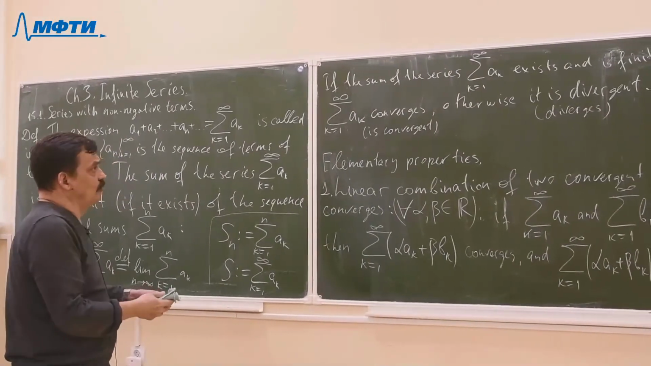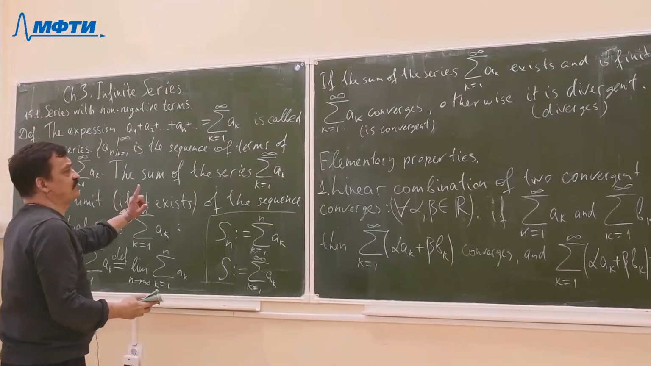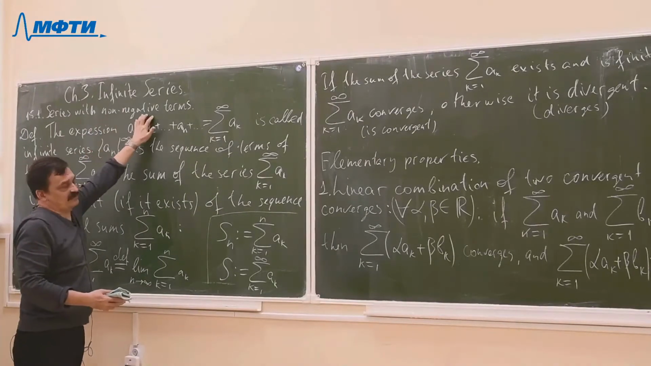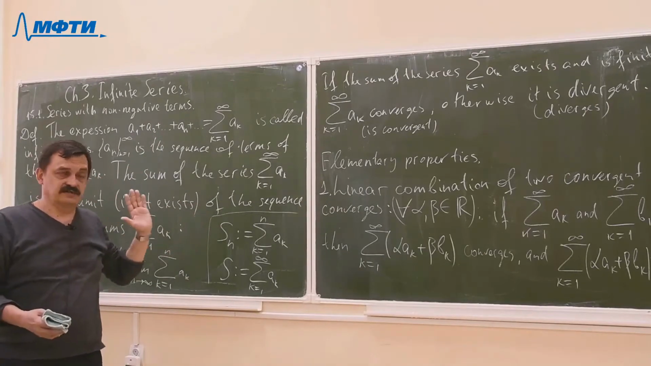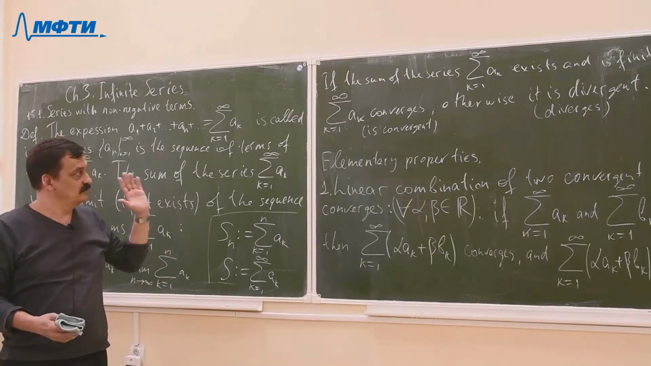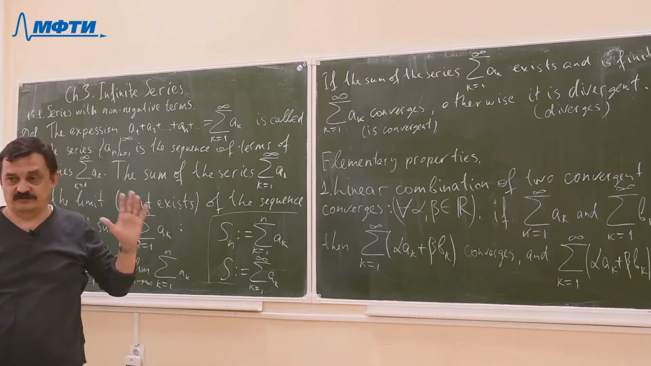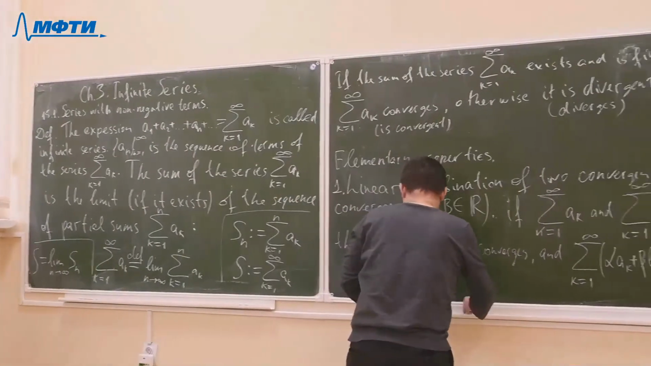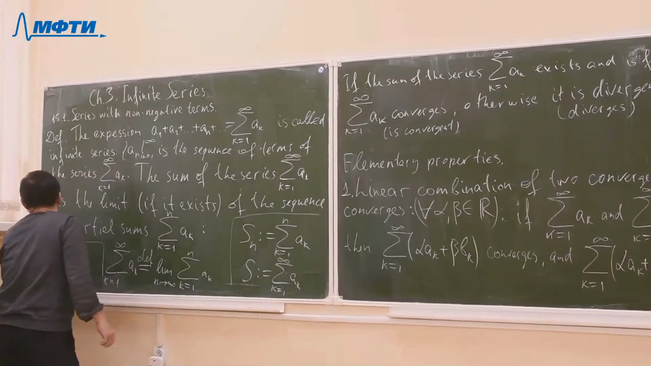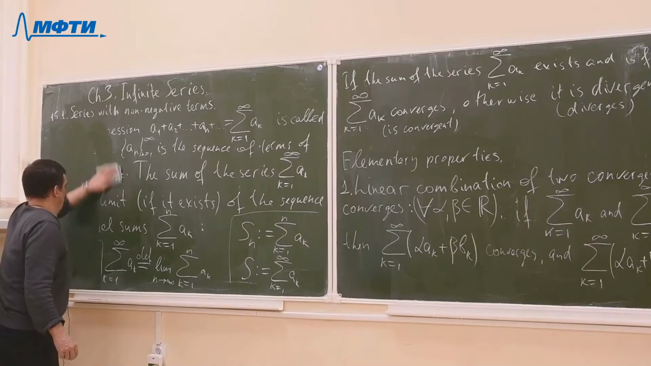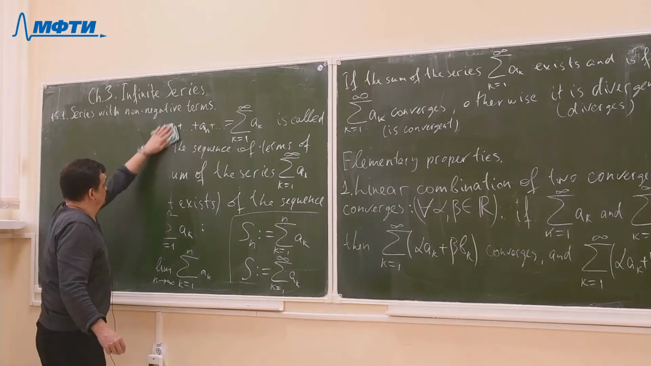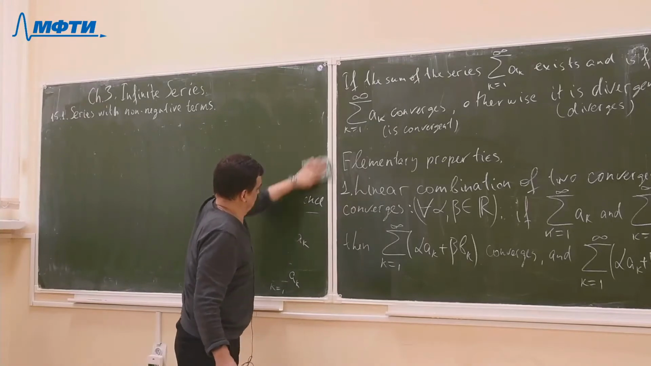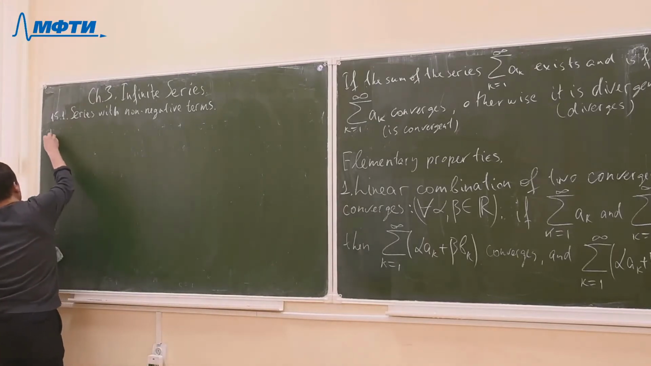And one more, let me emphasize. Look, the title of that section is series with non-negative terms. But up to now, I didn't put this restriction. So those elementary properties are valid for arbitrary series. And the first result also is valid for arbitrary series. Theorem 1.